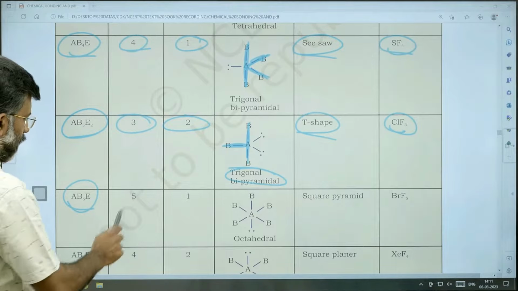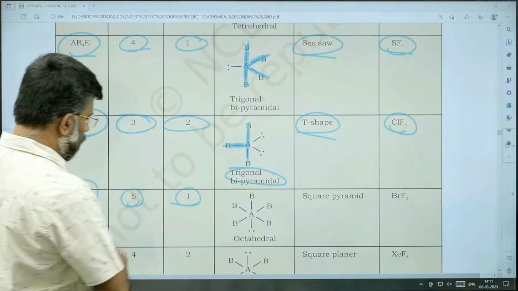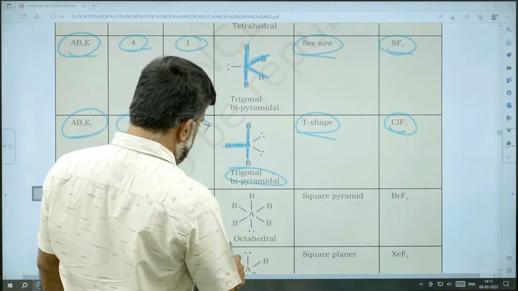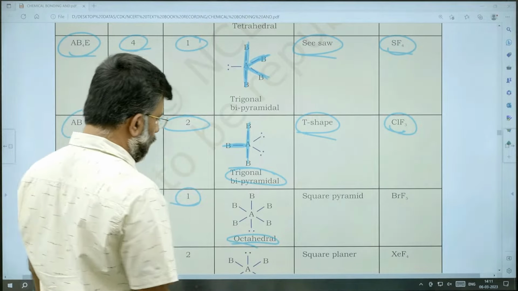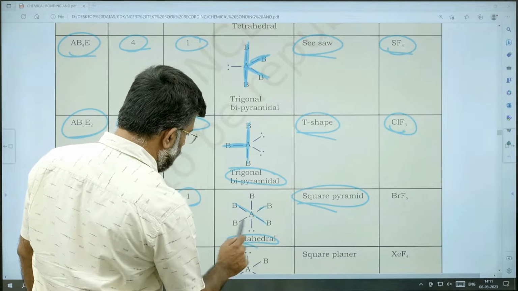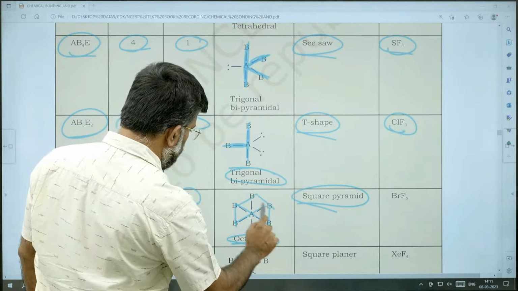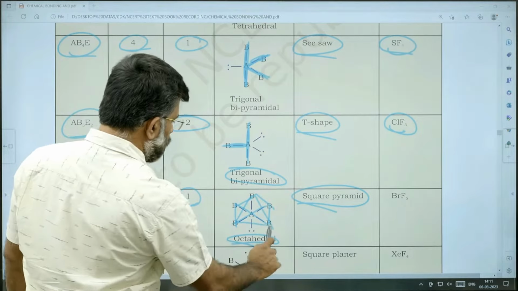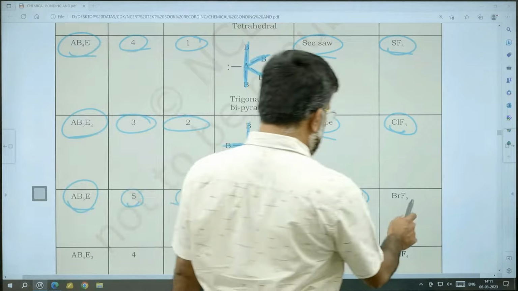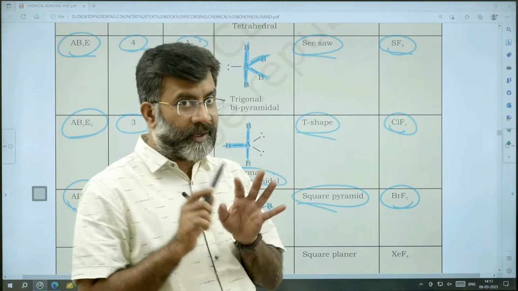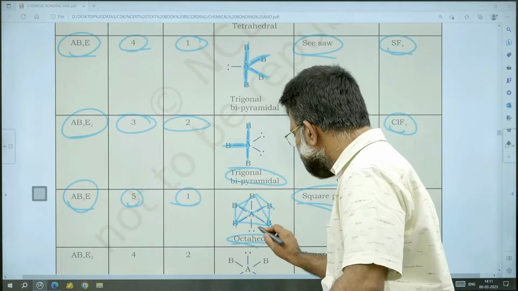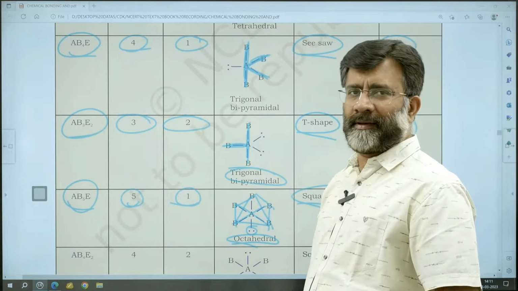Okay, that's it. Next it is AB5E type. 5 bond pair and 1 lone pair. Total 6 electron pair making octahedral arrangement. But the shape of the molecule is square pyramid. You see, this is square pyramid. 1 lone pair. Example BrF5. Again, not a regular square pyramid as there is a lone pair present.